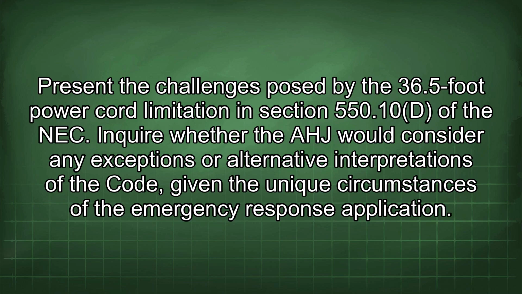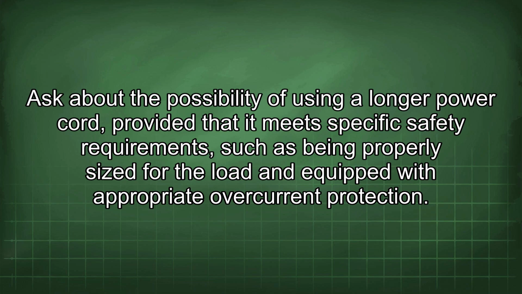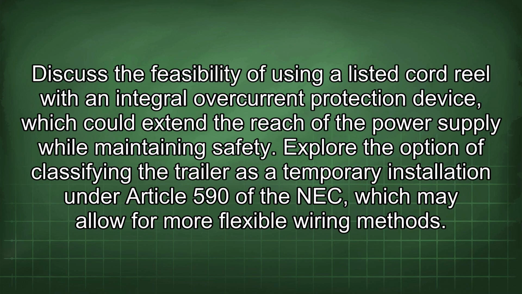Inquire whether the AHJ would consider any exceptions or alternative interpretations of the code, given the unique circumstances of the emergency response application. Ask about the possibility of using a longer power cord, provided that it meets specific safety requirements, such as being properly sized for the load and equipped with appropriate overcurrent protection. Discuss the feasibility of using a listed cord reel with an integral overcurrent protection device, which could extend the reach of the power supply while maintaining safety.